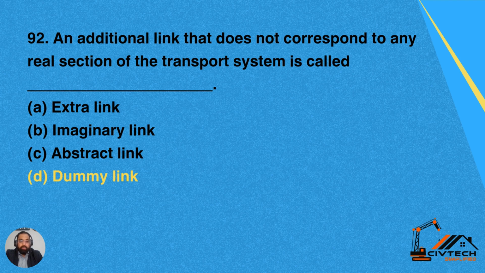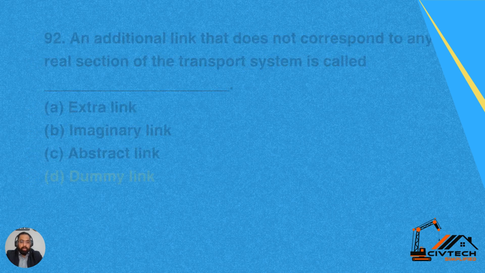Question 92. An additional link that does not correspond to any real section of the transport system is called option A extra link, option B imaginary link, option C abstract link, option D dummy link. So D is the correct answer. The additional link which does not have the real presence is called a dummy link. D is the correct answer.